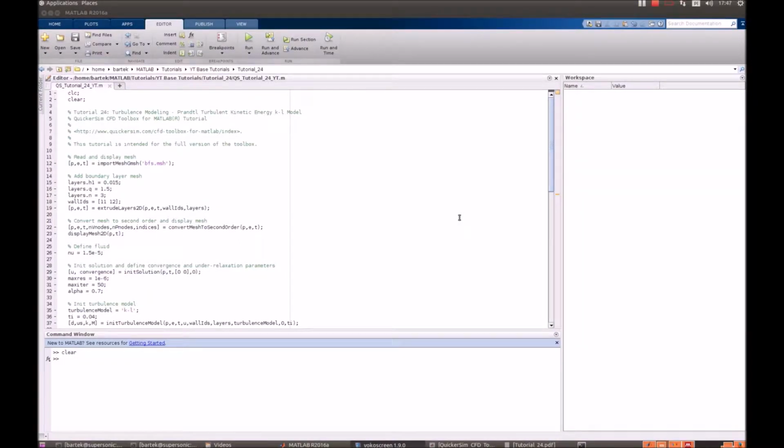Welcome to the QuickerSim CFD Toolbox for Matlab tutorial number 24. In this tutorial, we'll give you a short introduction to the Prandtl Turbulent Kinetic Energy KL model that has recently been implemented in our toolbox.